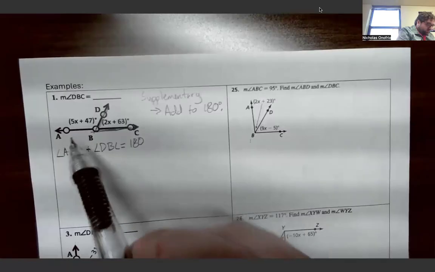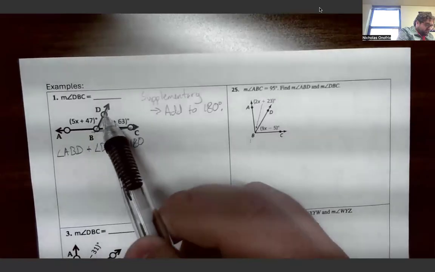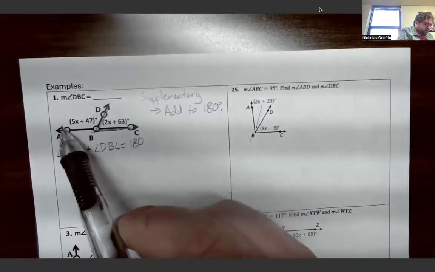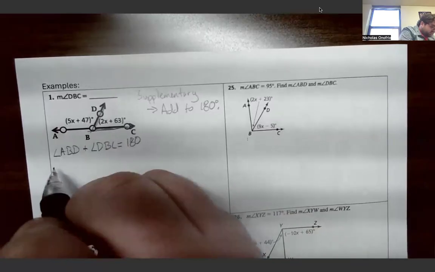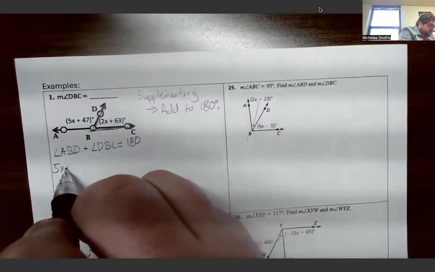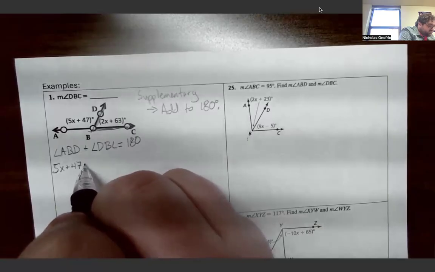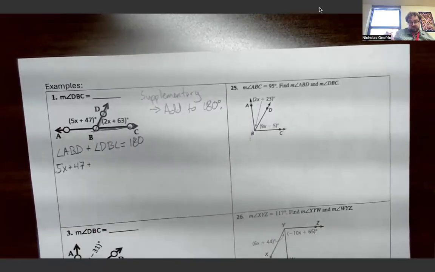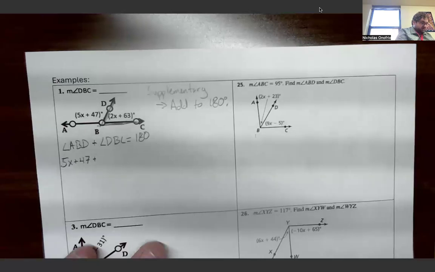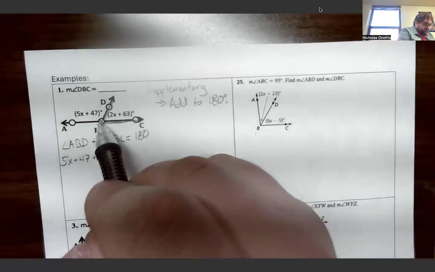Let's plug in our equations. We see ABD. The equation associated with it is 5x plus 47. So we'll plug that in there. 5x plus 47. You don't need to include the parentheses. Some people like to, but you don't need to. And then our equation for DBC.